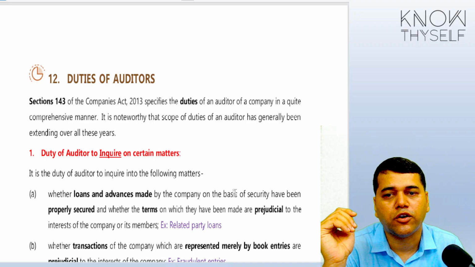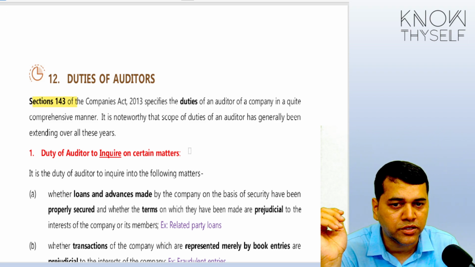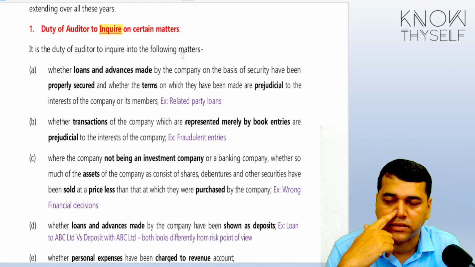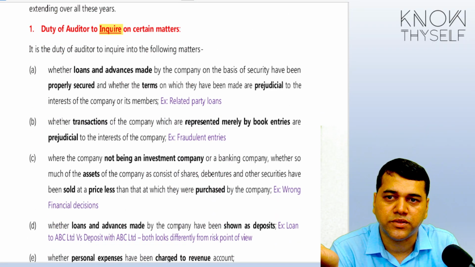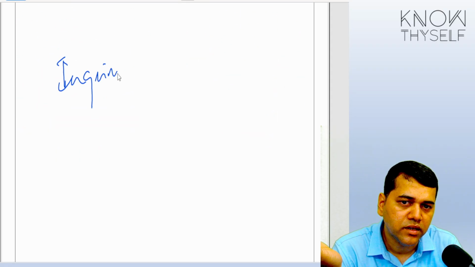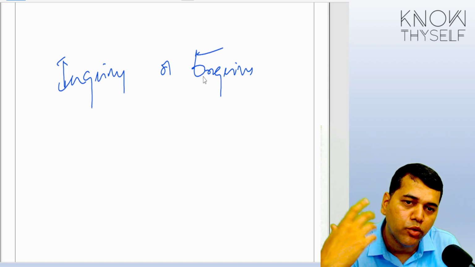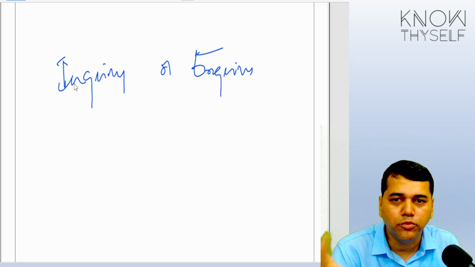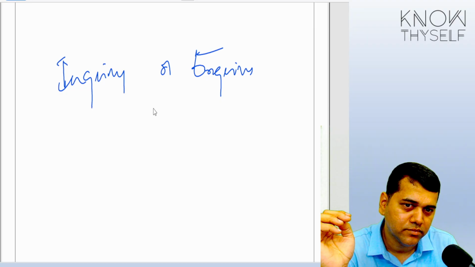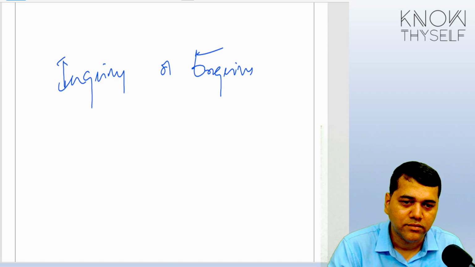So what are the duties of an auditor as per the Companies Act? So section 143 talks about the reporting duties of an auditor. Okay, first thing, auditor has a duty to inquire on certain matters. Now one very important question comes. In audit, do we say inquiry or enquiry? What is the difference between an enquiry and an inquiry? Are both enquiry and inquiry the same? How are they different? Are you aware?